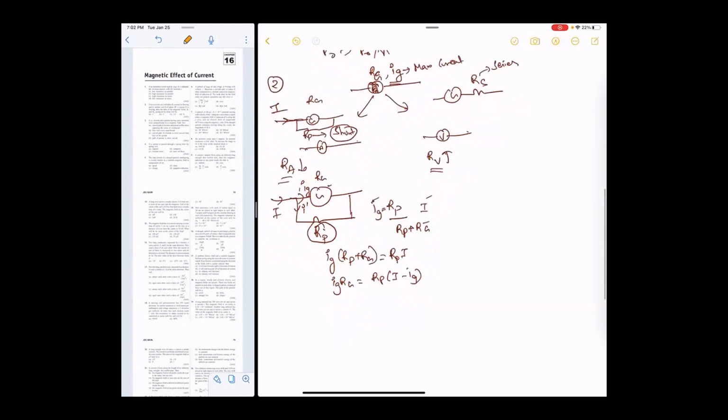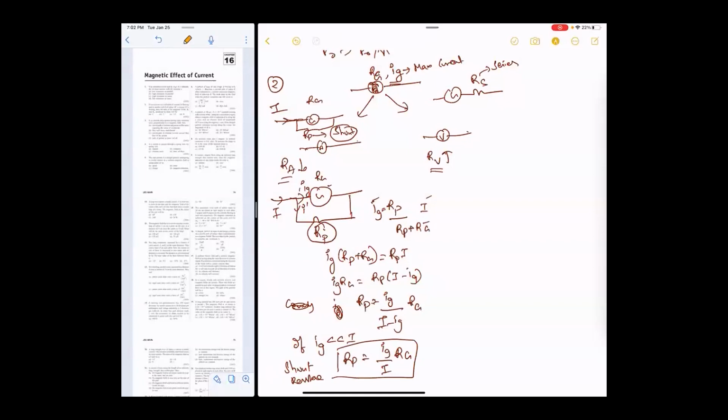So the resistance in parallel is Ig by I minus Ig into Rg. Suppose if Ig is much smaller than capital I, then the resistance in parallel, or shunt resistance, is equal to Ig by capital I into Rg.